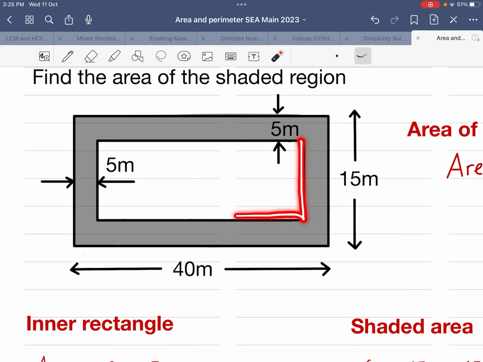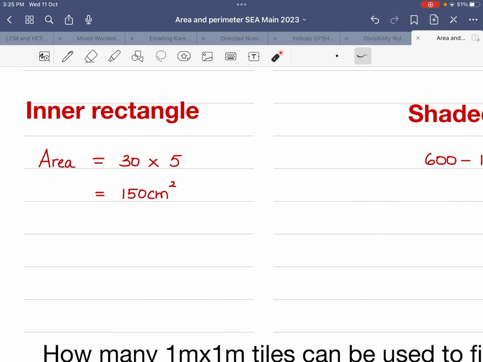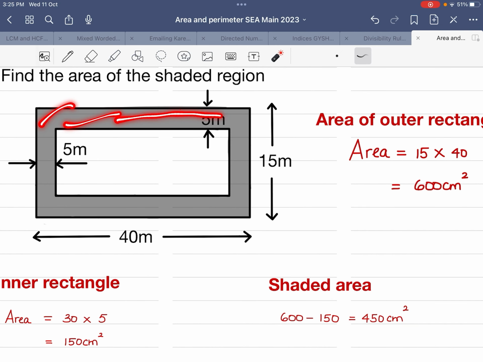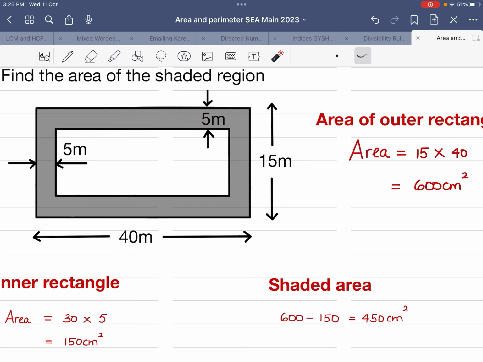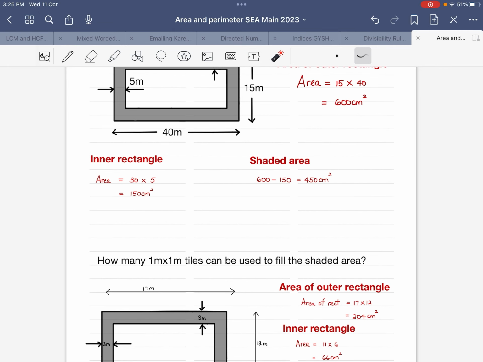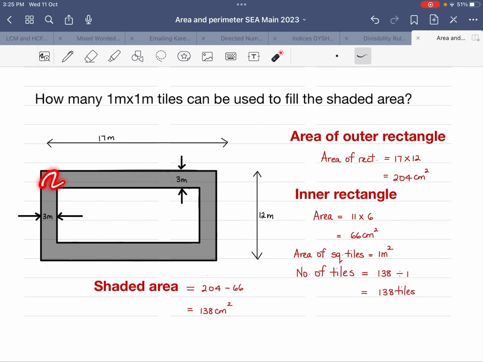So that's 5 by 30. 30 times 5 is 150. So the shaded area will be the outer area minus the inner area, which is 600 take away 150, which gives us 450 centimeters squared. And again, to determine how many tiles will fit in an area, we simply divide the shaded area by the area of one tile.